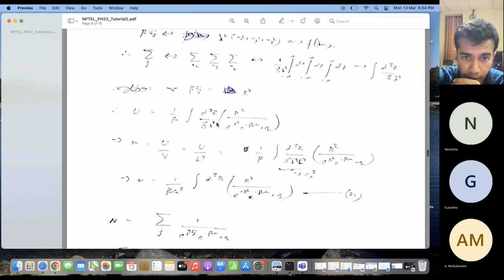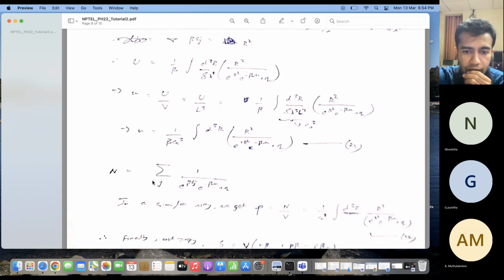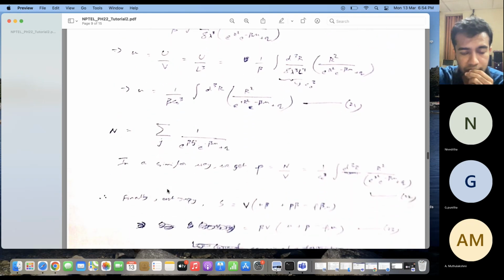So if I divide by L cube, I get a factor of 8 lambda cube L cube over here, and this is equal to C0 cube. So this is the expression which I get for the energy density. Okay, and in a similar manner, I can calculate the expression for number density from the total number of particles.